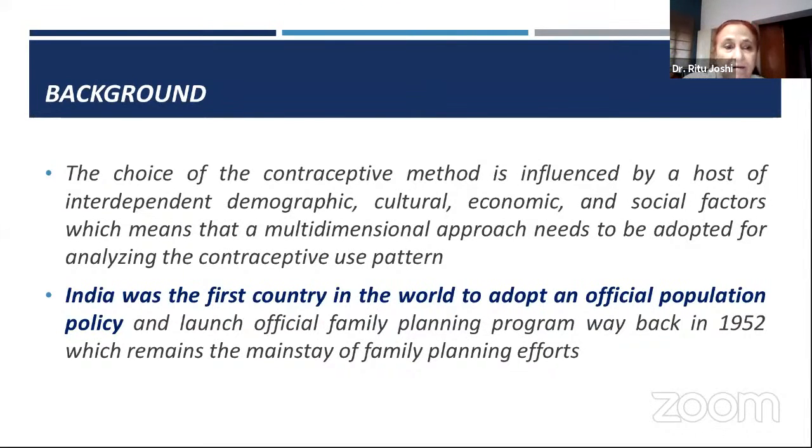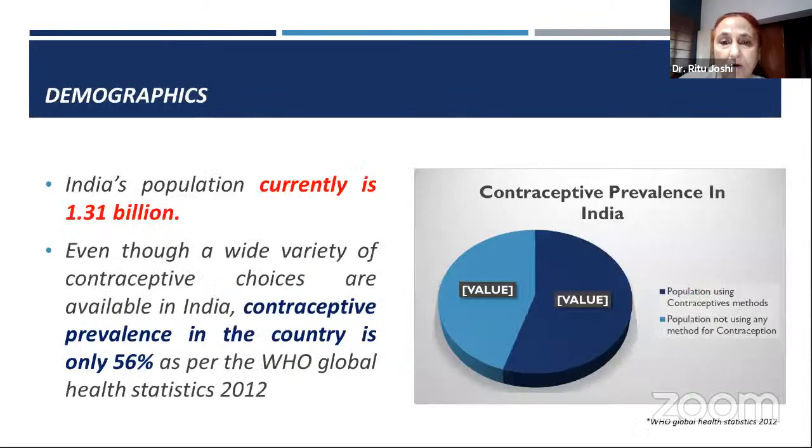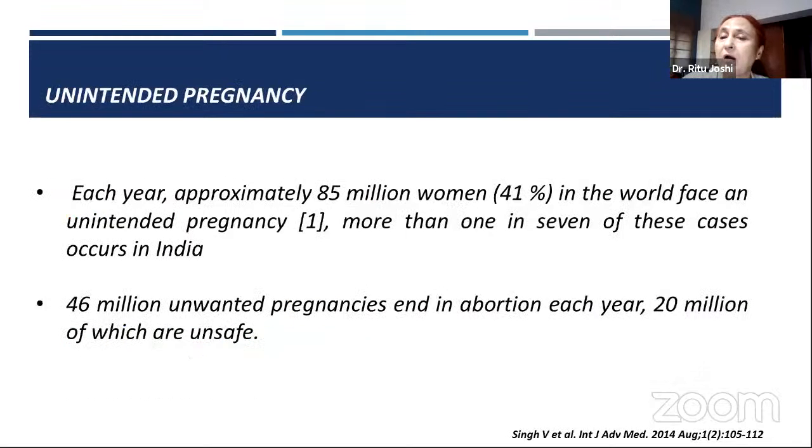So we all know that contraceptive methods are influenced by interdependent demographic, cultural, economic and social approaches. But India is fortunately the first country which adopted an official family planning policy program, but unfortunately, despite being the first, we've not been able to reach anywhere near the goal which we should have reached by now. In India, the population is 1.31 billion already, but our prevalence rate is only 56%.